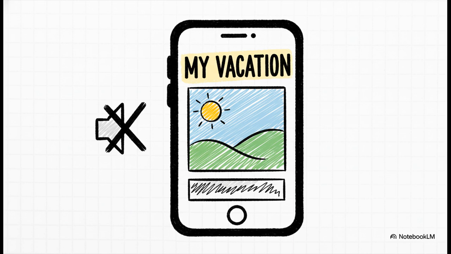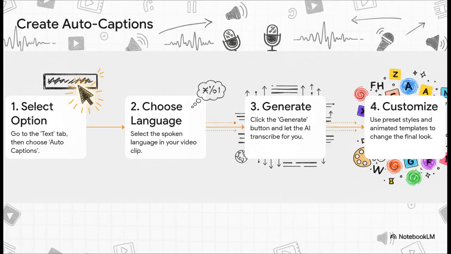Look, text is so powerful. It can give people context, it can highlight key points, and honestly, it makes your video way more accessible. Especially since, let's be real, a ton of people watch videos with the sound off these days. And listen, typing out captions by hand is the worst. It takes forever. But CapCut's AI is a total game changer here.